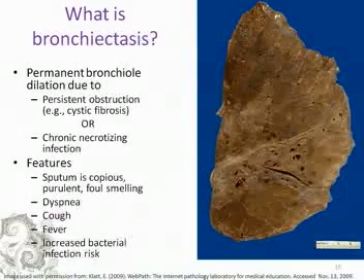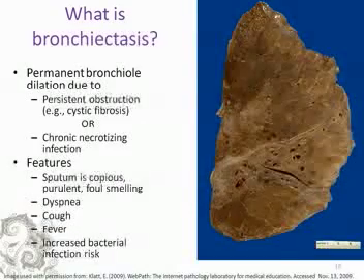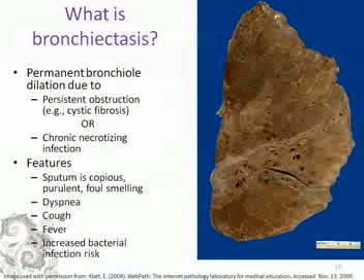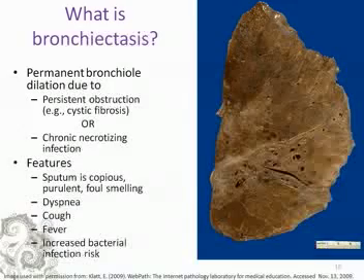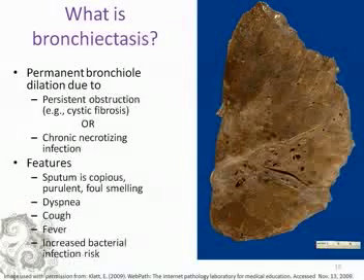Switching gears to bronchiectasis. Bronchiectasis is really referred to as permanent bronchial dilation. It's typically due to an obstruction. It develops due to inflammation. It tends to weaken the bronchial walls. There's destruction of the muscle and the elastic supporting tissue.